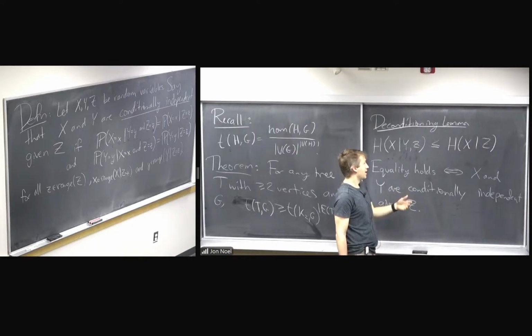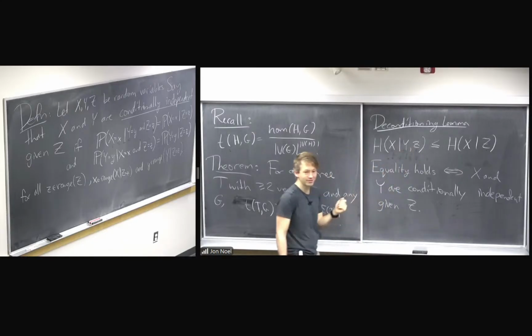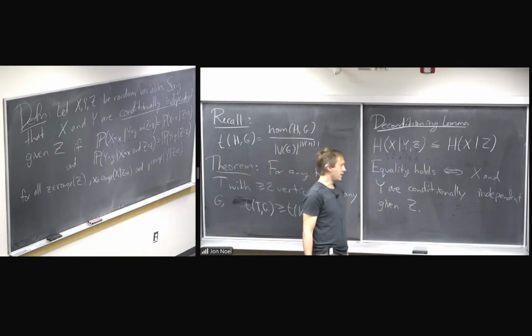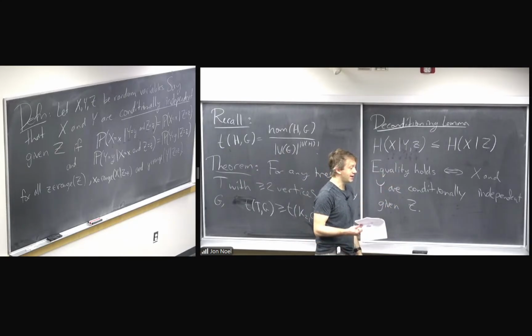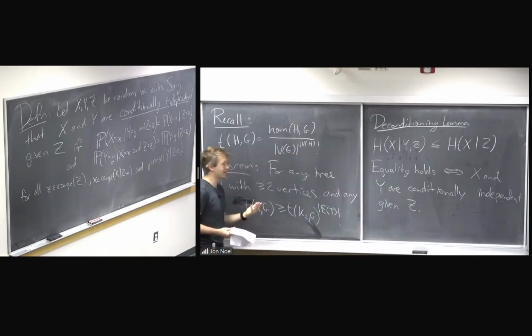So this tells me possibly more about x than z does, unless y doesn't tell me anything, given that I already know z. So yeah, it's not hard to prove this formally, again, using Jensen's inequality and the fact that x log x is convex. But anyway. Okay, so let's try to prove this theorem now.